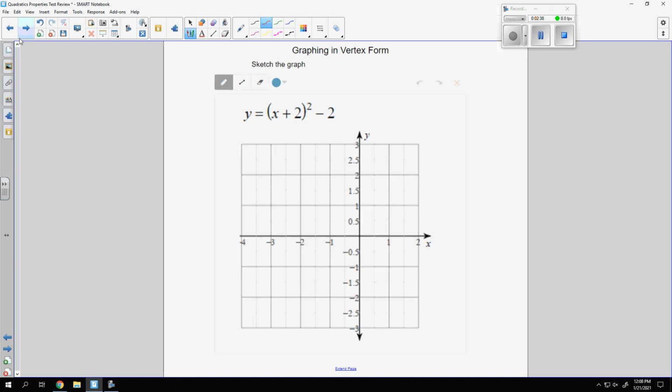All right, so let's move on over to the next one. Now we don't have anything in front, which really helps us out, makes it easier to take that parent function. This shape should be the exact same. Opposite x to the left 2, down 2 should be my vertex. From here, out 1, up 1, out 2, up 4, out 1, up 1, out 2, up 1, 2, 3, 4. I'm sorry, I miscounted on that first one. There it is, my quadratic shape.